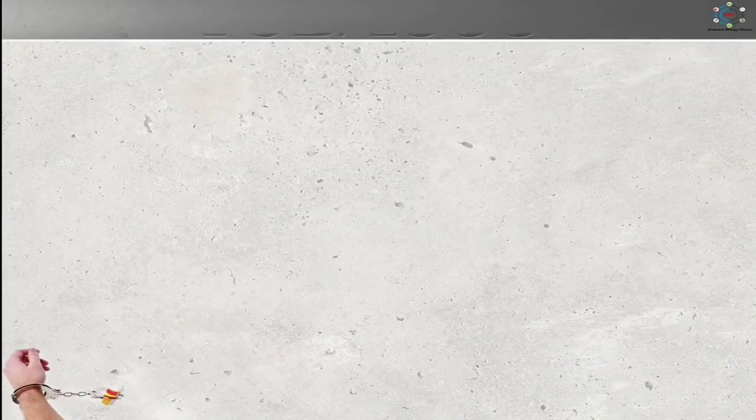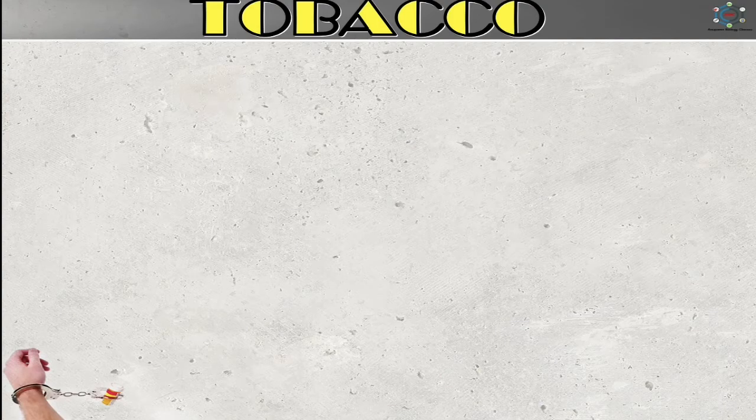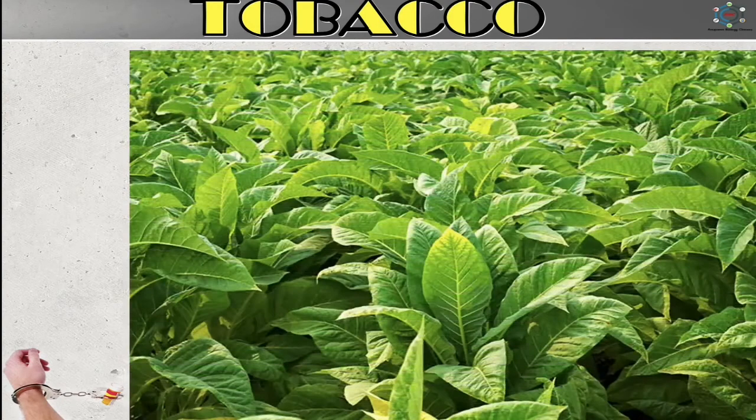Now, what is tobacco? Here you can see in this picture, this is the source of tobacco. The source of tobacco is a tall annual herb belonging to the family Solanaceae. It is a native of South America where the Red Indians first started using it for smoking. Now the tobacco plant is grown almost everywhere in the world.